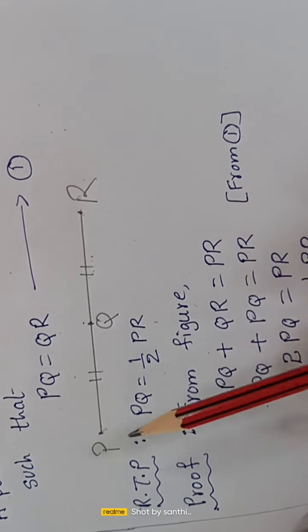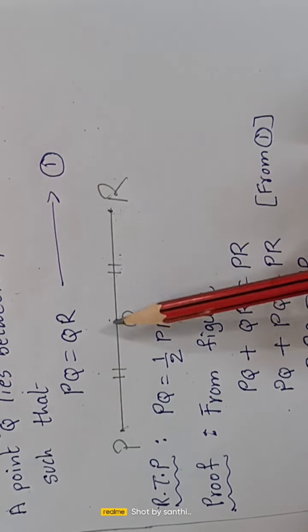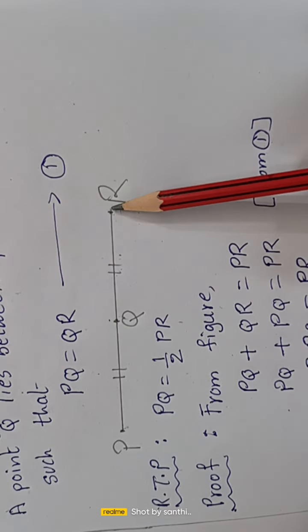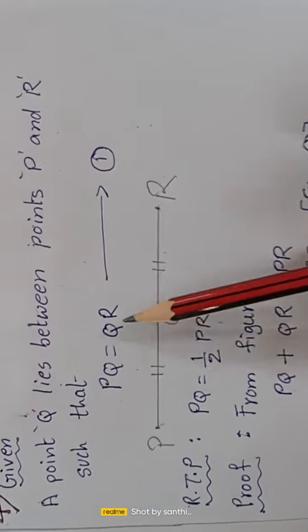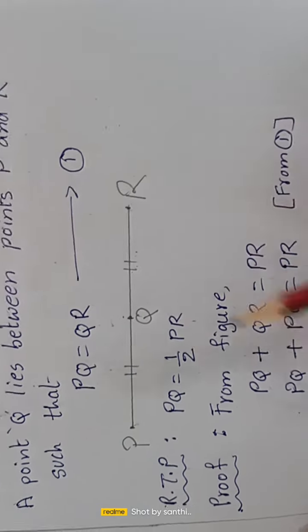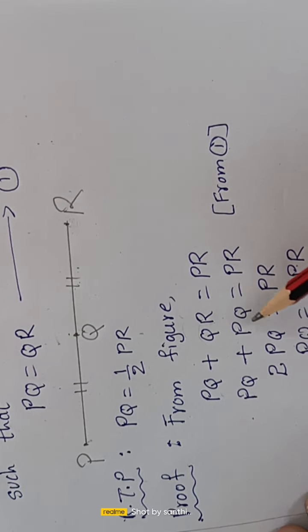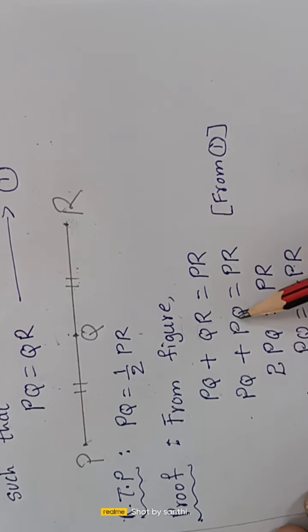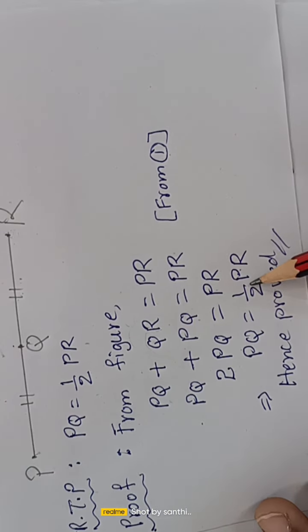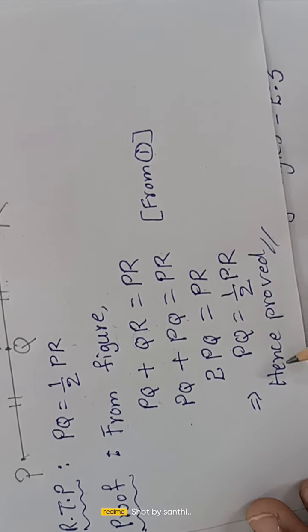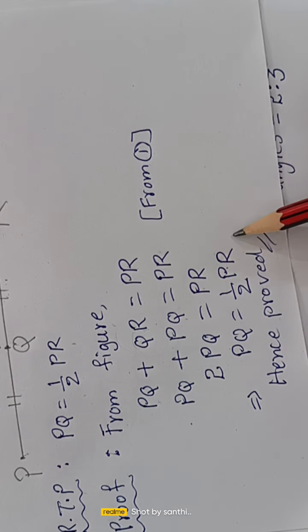From figure, what we can write? PQ plus QR becomes PR. Only when we add PQ and QR do we get PR. Okay, then PQ plus QR is equal to PR. From figure you have to write, and from equation 1 they have given that PQ is equal to QR. That we substitute here. In place of QR we write PQ. Now PQ plus PQ becomes 2PQ is equal to PR, and that 2 comes this side, division, half of PR. That's what they asked to prove. Hence proved. With this, first Roman completed.